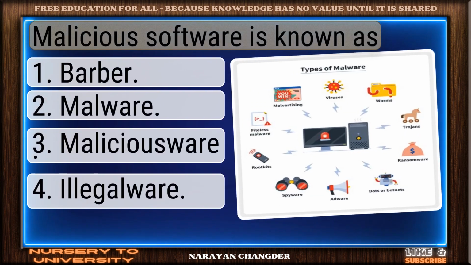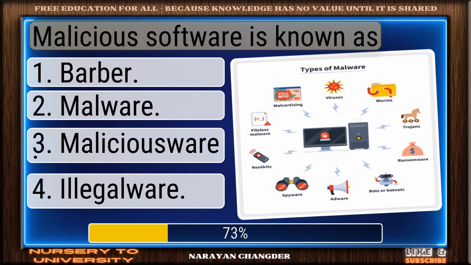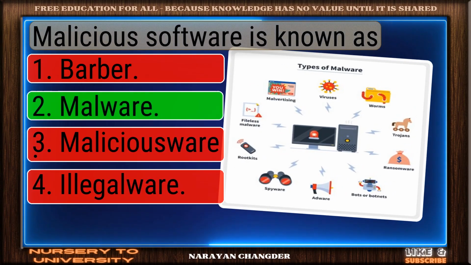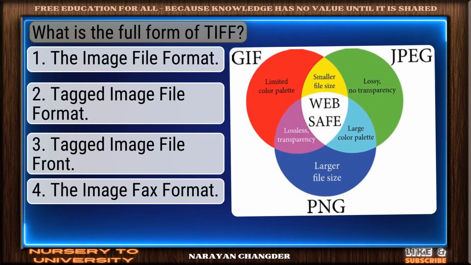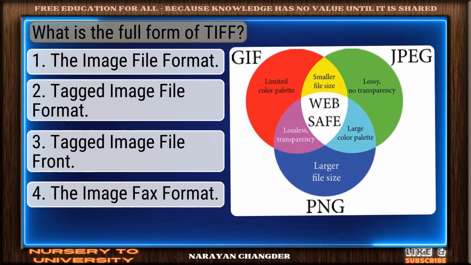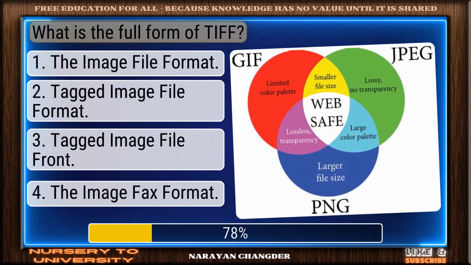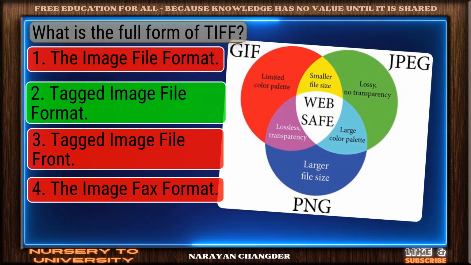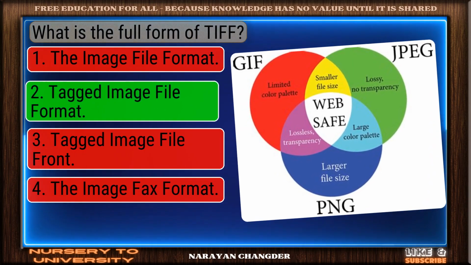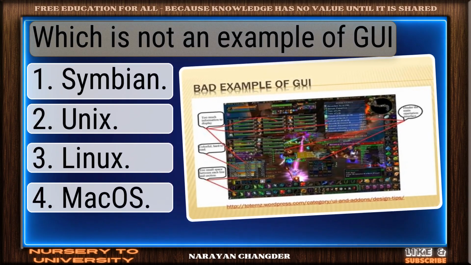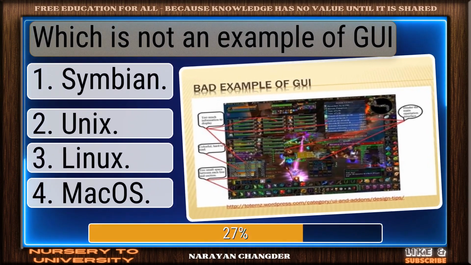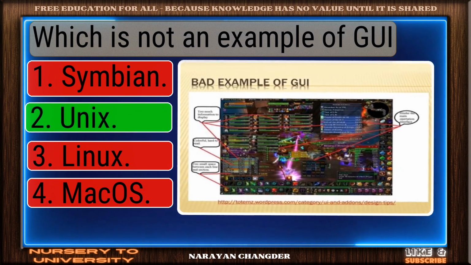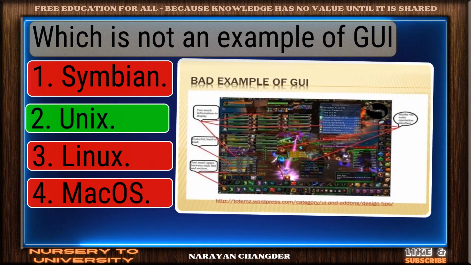Malicious software is known as. Nice selection. Malware is the correct and valid answer. What is the full form of TIFF? You chose tagged image file format, and it is correct. Which is not an example of GUI? Good job. Your answer, Unix, works well here.